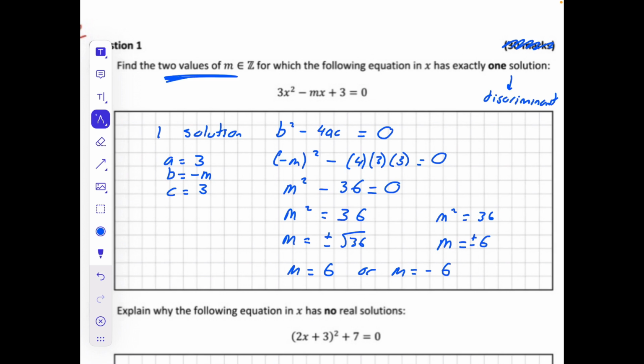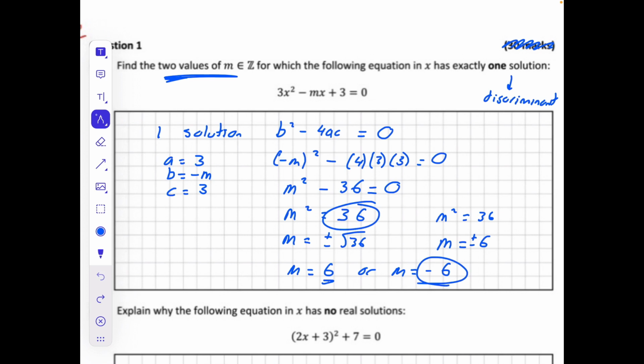Okay, so then just pop your plus or minus in front. So m is equal to positive 6 or m is equal to minus 6. That's why you get your two answers. So if m is equal to 6, m squared will equal 36. Or if m is equal to minus 6, to be squared is also equal to 36. Okay, so that's where you get your two possible answers.